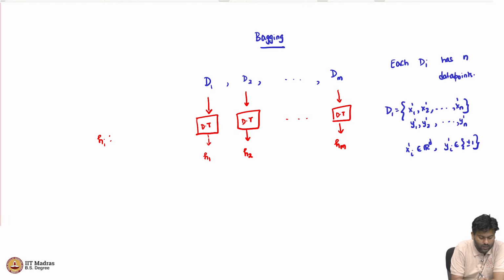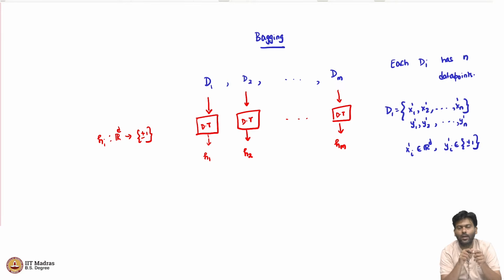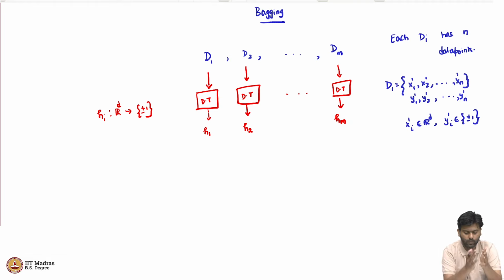What is each Hi? Well, each Hi is a mapping from R^d to plus or minus 1. It is a classifier, right. So, it is a decision tree, which means that if I give a new test point x test, Hi of x test is going to tell me the prediction of the ith decision tree on the test data point. So, you can imagine as if each of these classifiers is independently trained on different data sets, right.